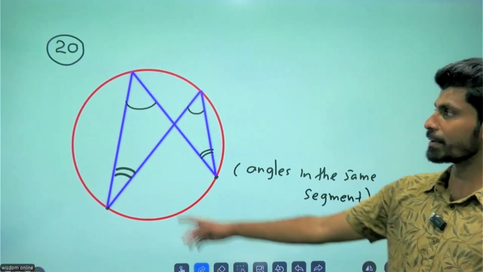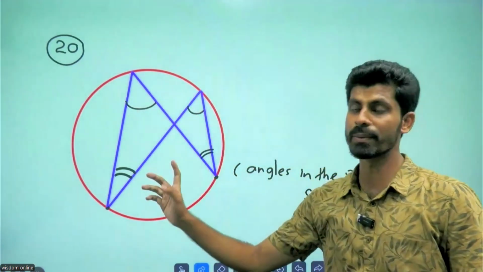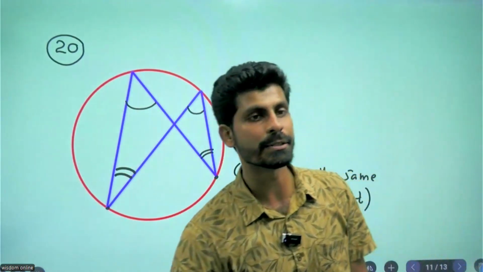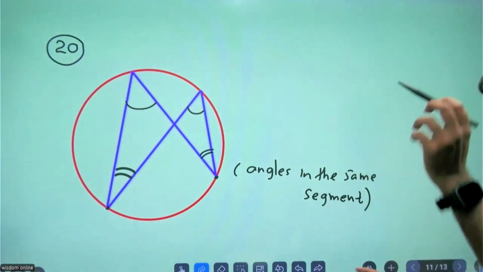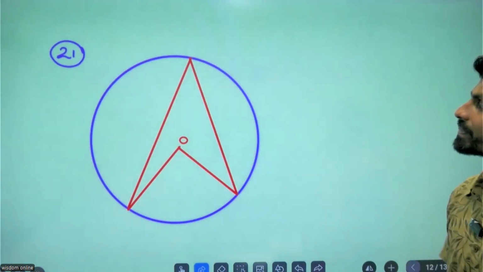Those two angles are equal. These two angles are equal together, right? Angles in the same segment. Theorem number 21.